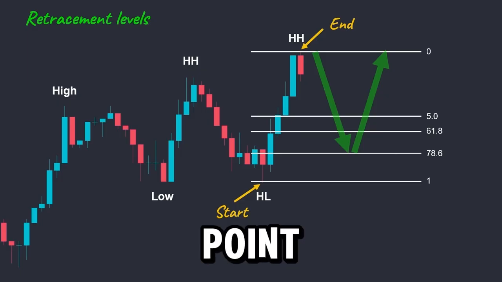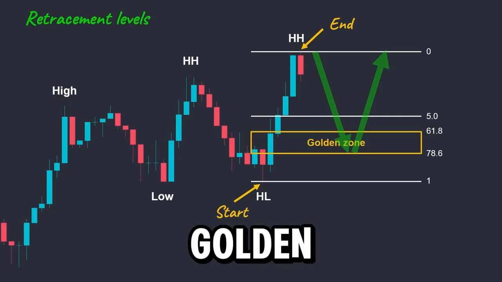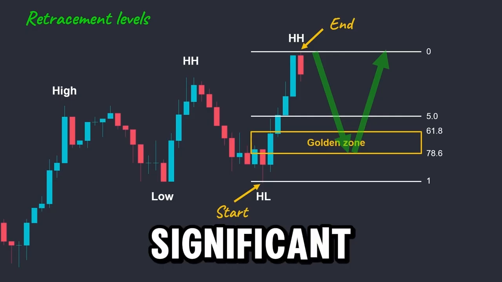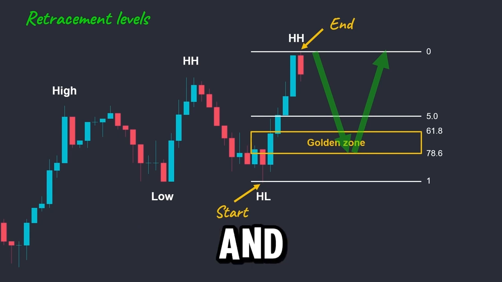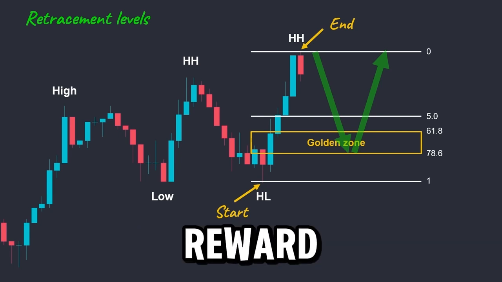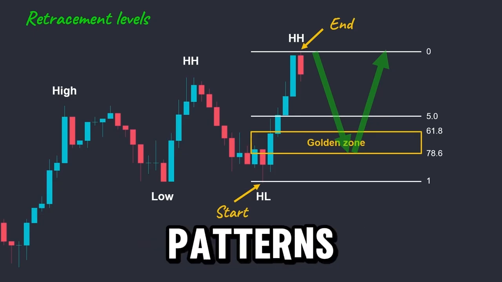But here is an important point. The range between 0.618 and 0.786 is referred to as the Fibonacci golden zone. This zone is a significant area for identifying potential support and resistance levels during price corrections, and also provides a reasonable risk-to-reward ratio trade.